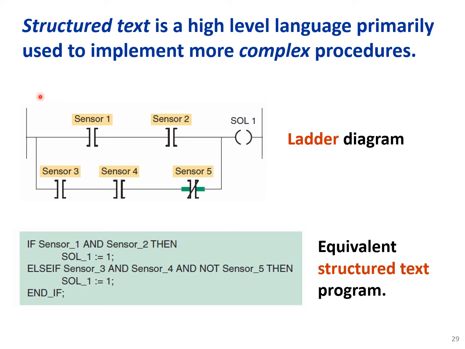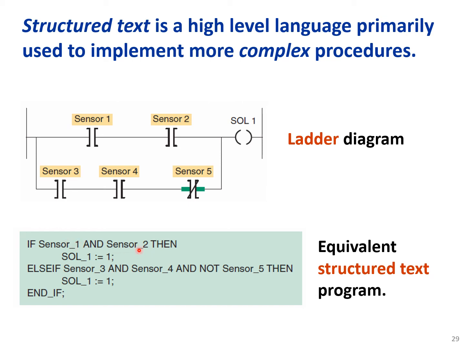Structured text is a high-level language primarily used to implement more complex procedures. So here we have the ladder diagram program, and here we have the equivalent structured text program. This structured text program is very similar to conventional programming like C or C++, I don't know, Python or Pascal, these types of programming languages. So here you see one equivalent structured text program for this ladder logic.